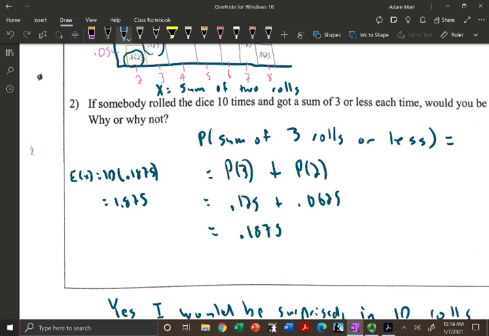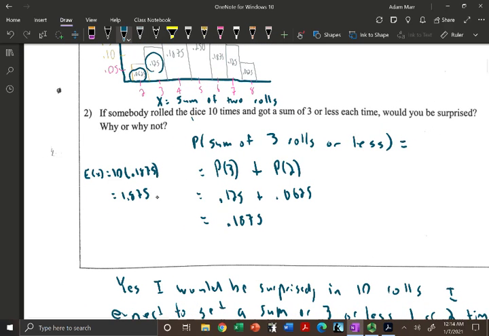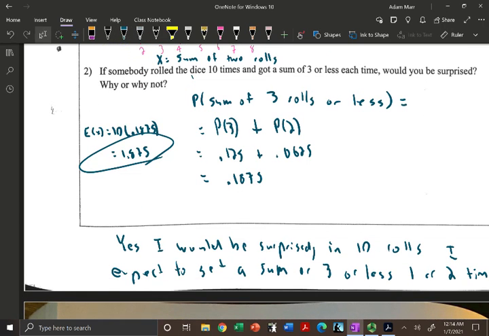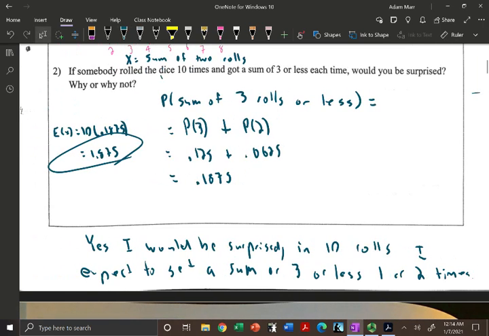Okay, so they said if somebody rolled the dice 10 times and got a sum of 3 or less all 10 times, would we be surprised? Yes. We only expect to get it about 1 or 2 times. So yes, we would definitely be surprised. In 10 rolls, I expect to get a sum of 3 or less only 1 or 2 times. So yes, I would be surprised.